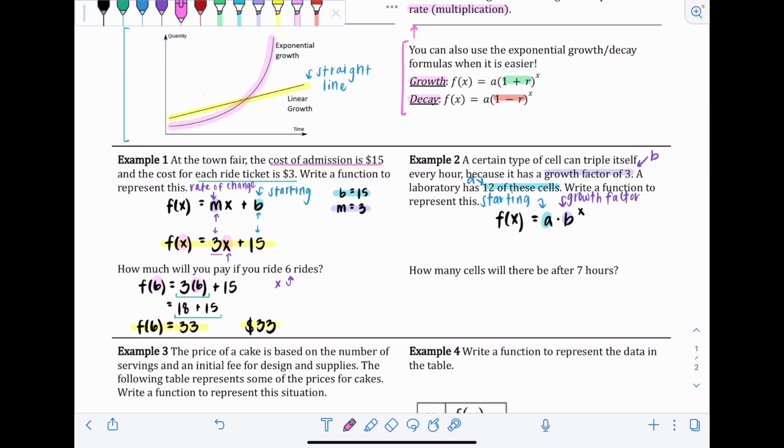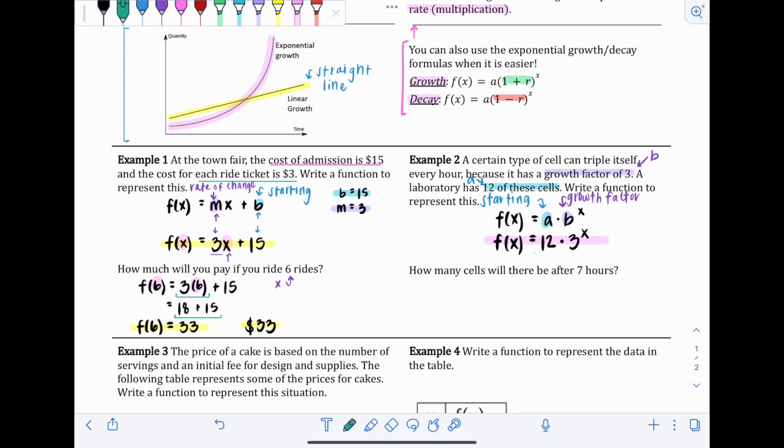Okay, so A is the starting amount, so it starts with 12 of those cells, so A is going to be 12, and then the growth factor is 3, so we'll put 3 in for B. So it'll be f of x equals 12 for A times 3 for B to the x power. And then that's our final answer for our function as an exponential. So it's f of x equals 12 times 3 to the x.